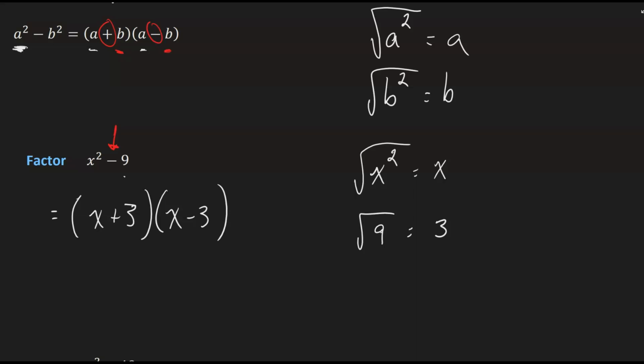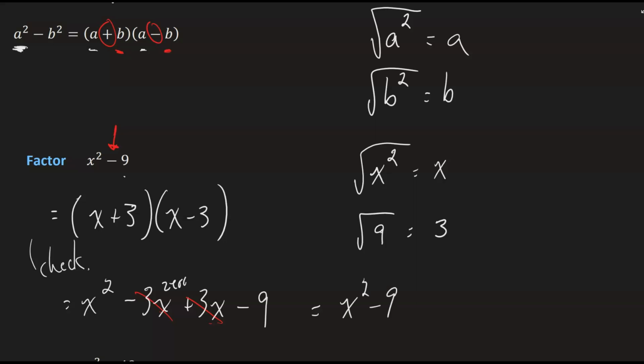And if you were wondering if that's true, go through, use FOIL, multiply it back, and you'll see. In fact, let's do that. As a check, we're going to multiply. X times x is x squared. X times negative 3 is negative 3x. 3 times x is positive 3x. And positive 3 times negative 3 is negative 9. We have x terms in the center that have the same coefficient and opposite signs, so they will wipe each other out. They're actually equal to 0. And we're left with x squared minus 9, which is the difference of squares.